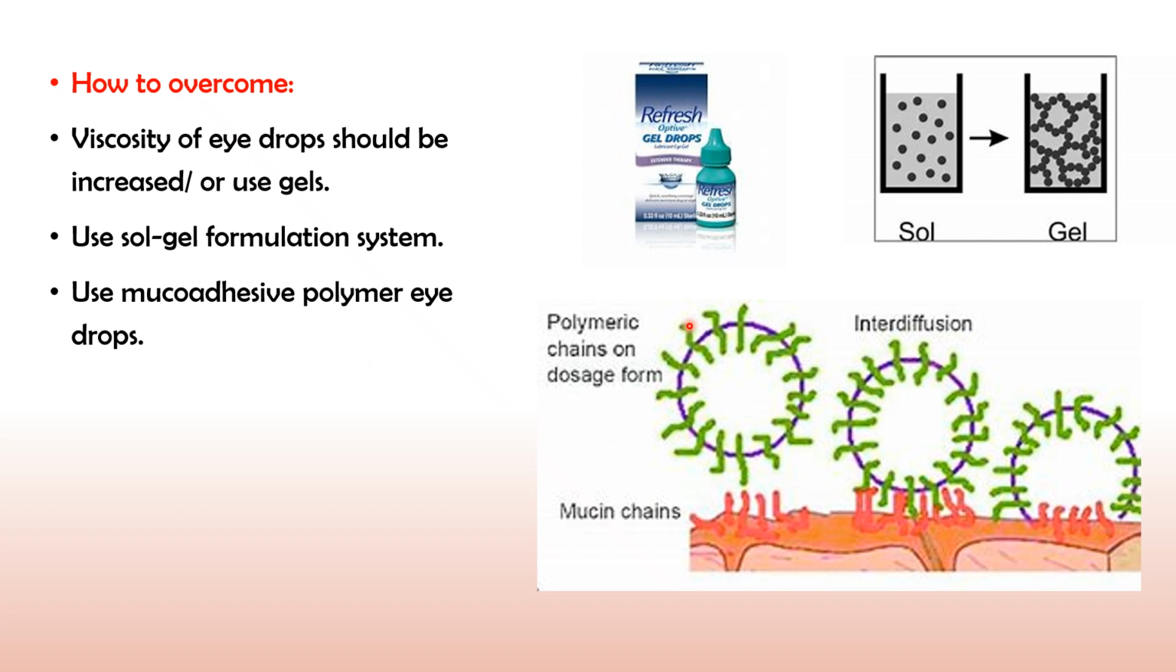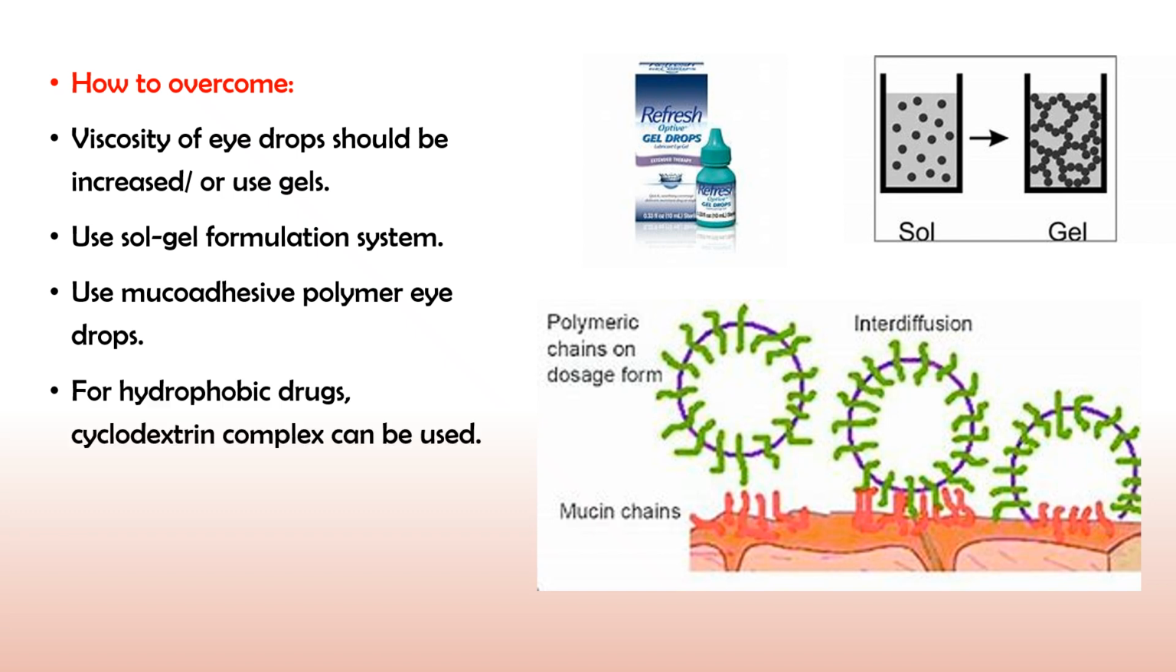Now what is the role of this mucoadhesive polymer? See, this is the polymeric chain on the dosage form. These are the mucin chains which are present on the mucous surface. So when this solution comes in contact with this mucin, it will form a bond, and because of this bond, this dosage form will reside on the surface for a long time. It won't get washed off because of the tear film turnover, and if it remains on the surface, then drug release will be sustained and good absorption will be obtained.